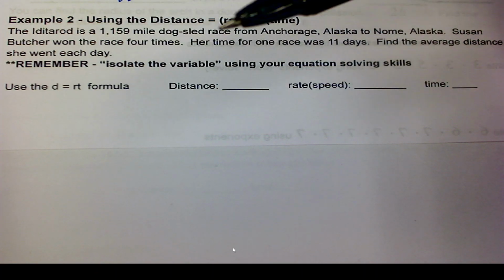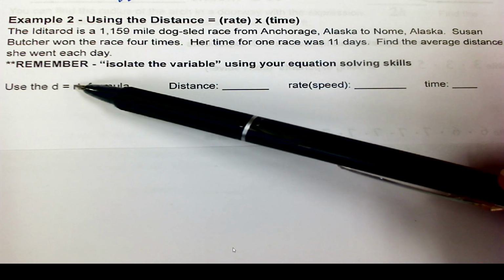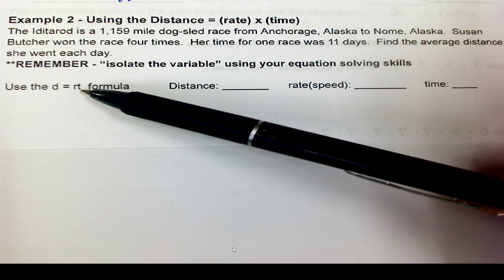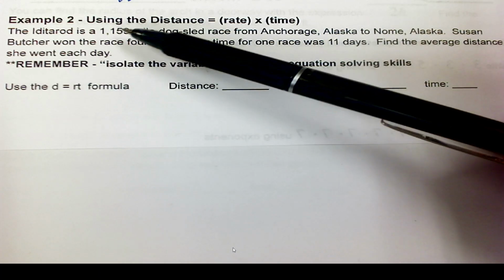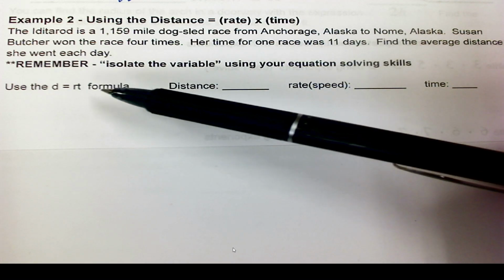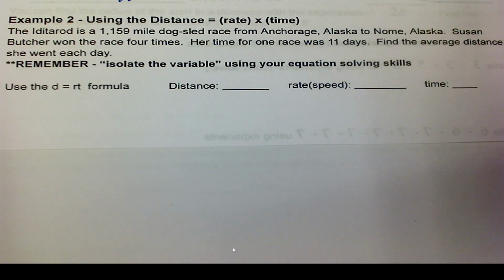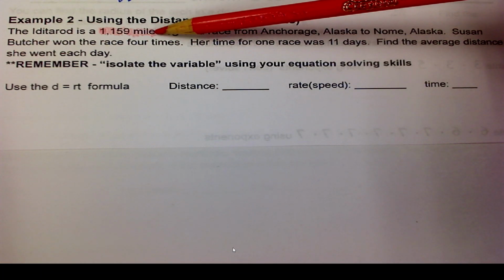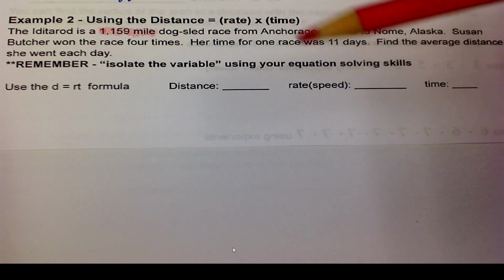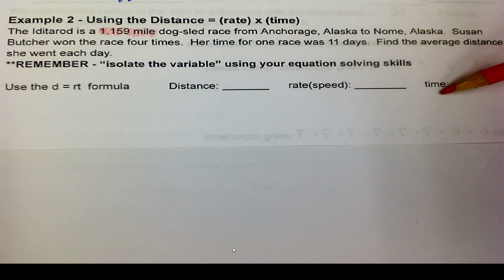Okay, now here's your formula written out, D equals R times T right there. And we've got 2 numbers that are given to us, and if we can figure out which 2 numbers these are, we can then use our equation solving skills to isolate the variable, to get the variable that we need by itself. So 1,159 miles, where does that come into? Is it distance, speed, or time?